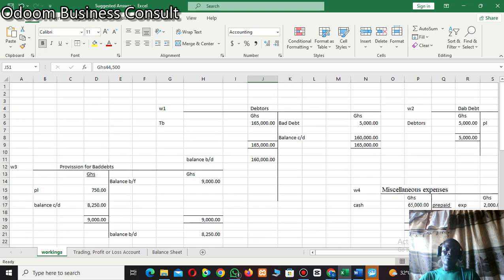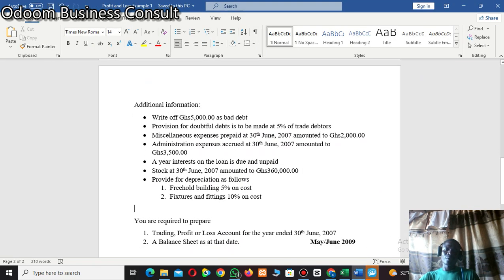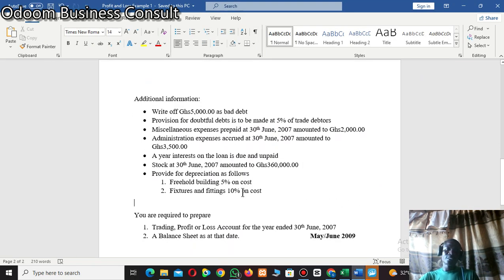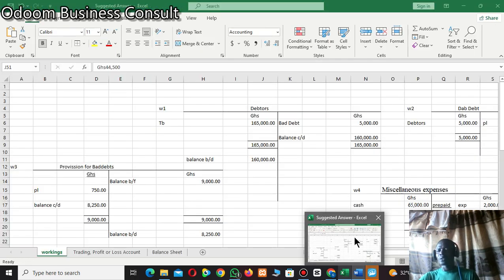So this is the end of today's lesson. We've seen how to treat prepaid expenses appearing at the end of an accounting year and expenses owing at the end of an accounting year, and we've seen how to treat the loan interest that has not been paid but is due, and how to compute depreciation using a straight line method. And we've seen how to create an account and how to transfer or know the figures to be transferred to the profit and loss account.